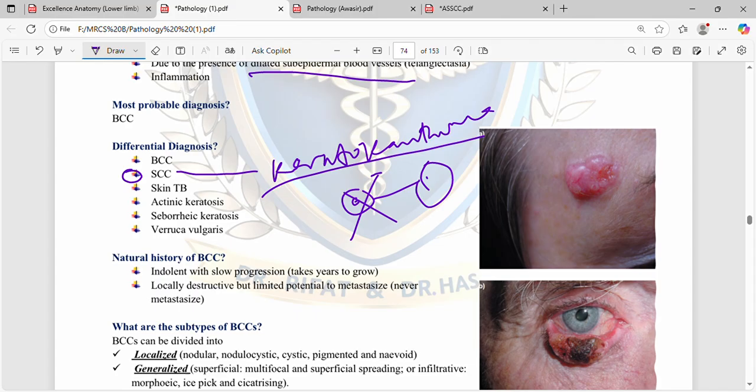So, natural history of BCC. It is indolent with slow progression. It takes years to grow. It's very slow, locally destructive but has limited potential to metastasize, almost never metastasizes. In comparison, squamous cell carcinoma can metastasize.